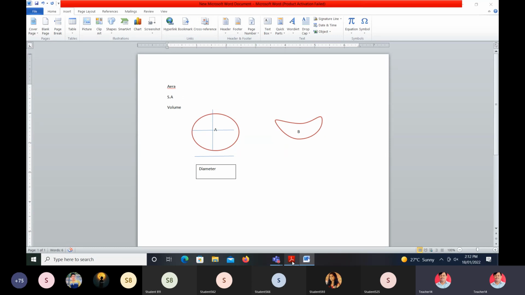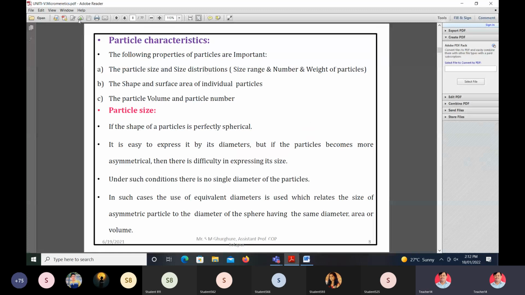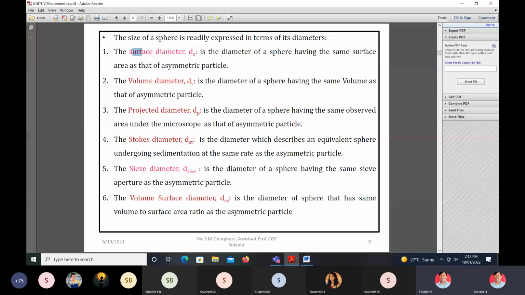The first diameter is called the surface diameter, with respect to the surface of the particle; then with respect to its volume; then the projected diameter, meaning how much area is focused under the microscope; or the Stokes diameter, which depends on the rate of settling of the particles; or the sieve diameter, which depends on the sieve aperture size we are using. We conclude the diameter of the particles or the surface volume of the particles from these.